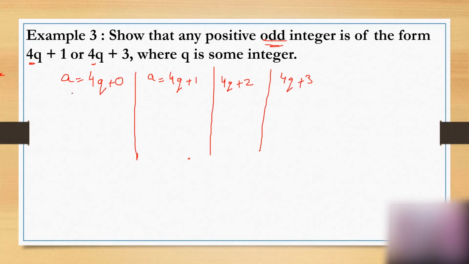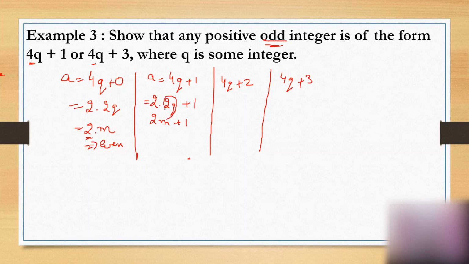Now how can we go about this? Let us consider a number of the form 4q. It means it is of the form 2 into 2 into q, which means 2 into something. So this is an even number because it is a multiple of 2. Now let us consider a number of the form 4q plus 1. It can be written as 2 into 2q plus 1, which is 2m plus 1, where m is equal to 2q. We have taken 2 common, and this is not completely divisible by 2, it leaves remainder 1.